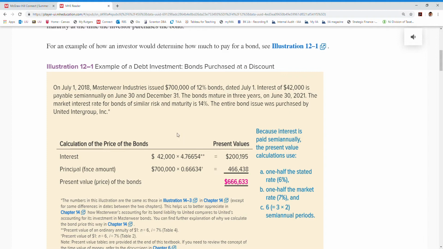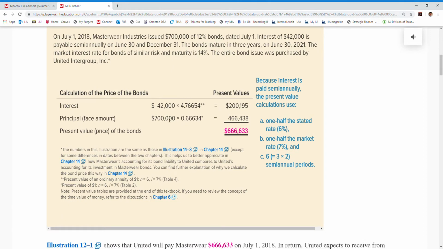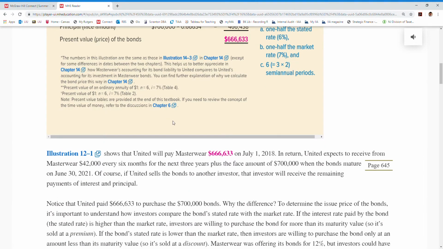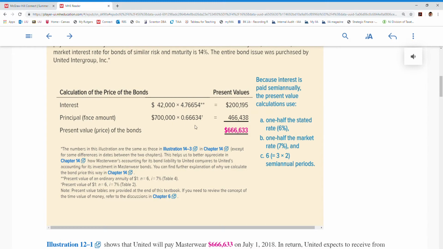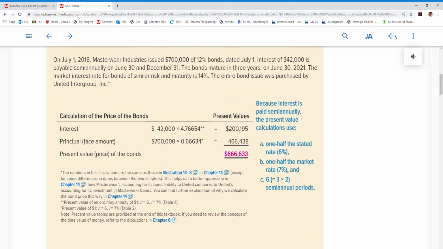Okay, so first, who purchases the investment? Masterware issued it, right? And it was purchased by United Group Inc., right? So United Group Inc. is going to record this bond on their balance sheet at present value. So this is going to be the 200,195 plus 466,438, and we can do this in Excel as well.